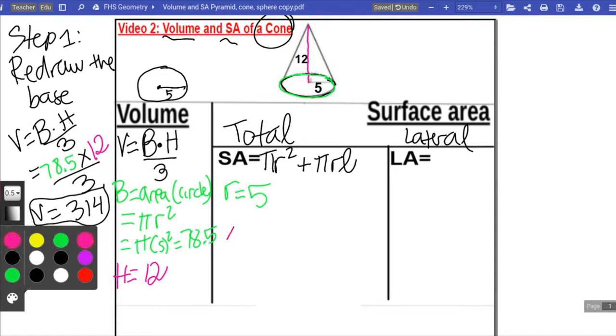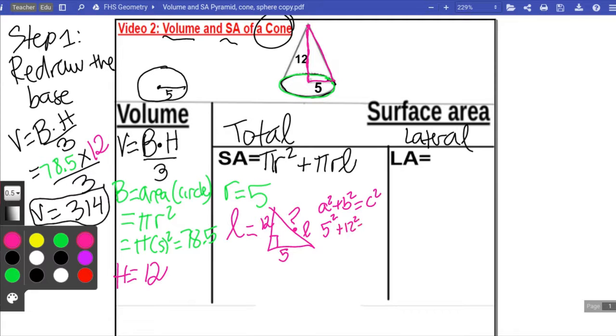Slanted height has to do with the triangle. Do y'all see a triangle? I sure do see a triangle right here. Let's redraw this triangle. Here's a 12 right there. Here's a 5 right here. This question mark will be your slanted height. You get that by doing a squared plus b squared equals c squared. 5 squared plus 12 squared equals c squared. When you add that, you get 169. The square root of that equals 13. 13 is your slanted height.